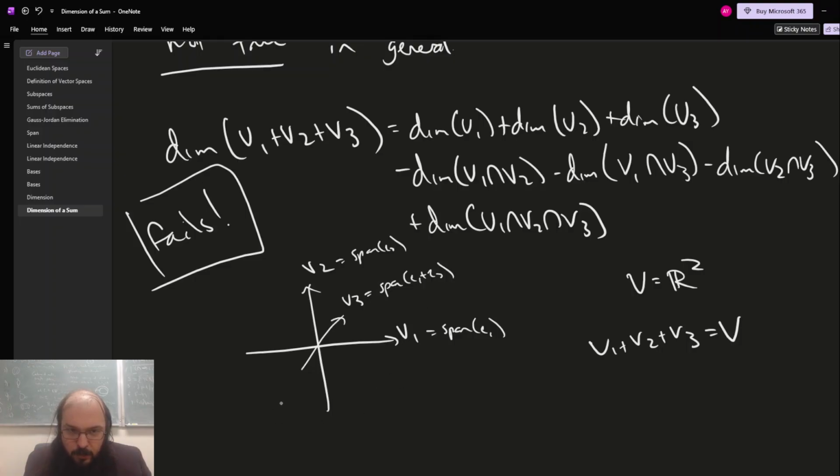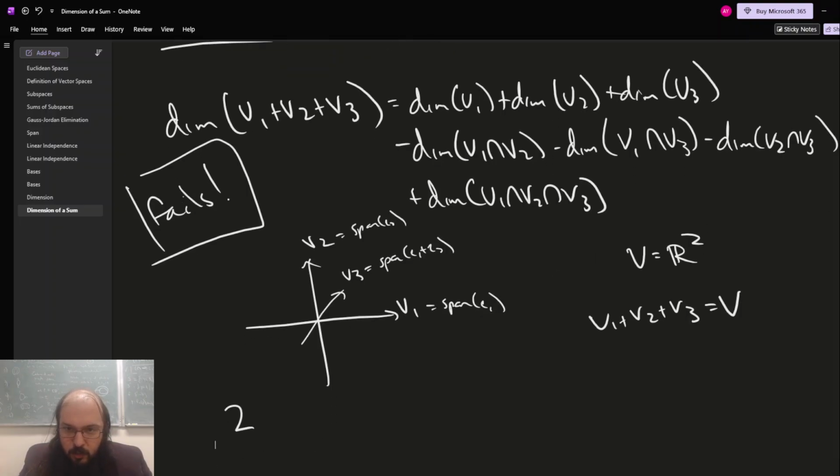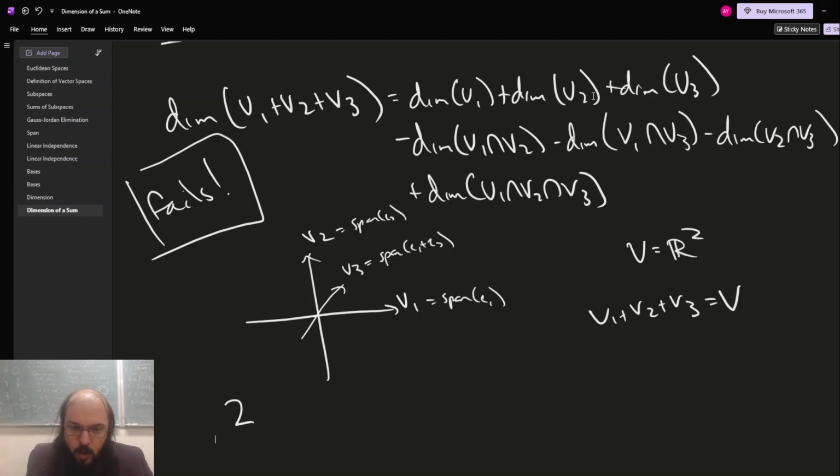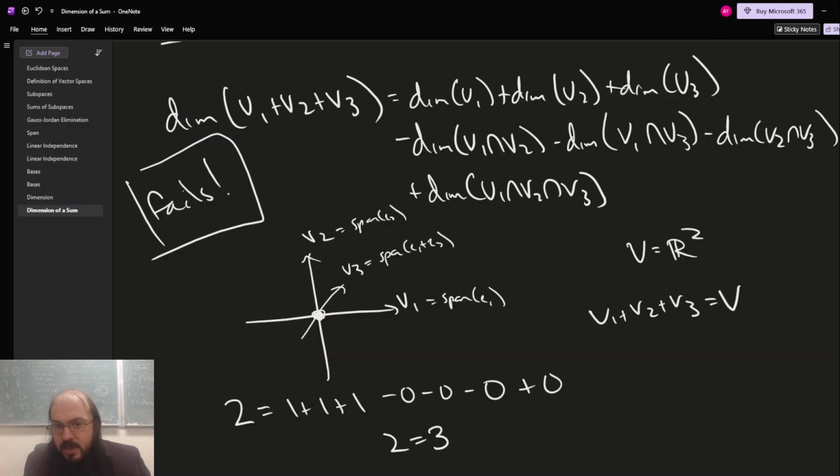So in this equation, that first term is 2. These next terms, these are all 1, right? They're all one-dimensional spaces. The intersections, every pair intersects only in the 0 vector, which is 0-dimensional. So then we get minus 0, minus 0, minus 0, plus the triple intersection, which again is just 0. So that equation would tell me that 2 equals 3. So it's not true.